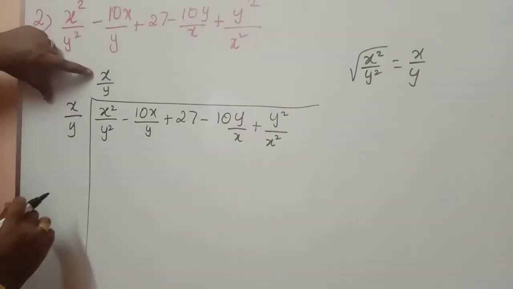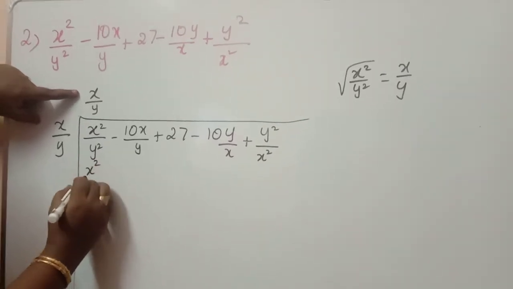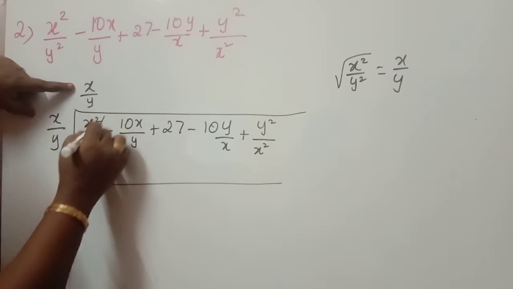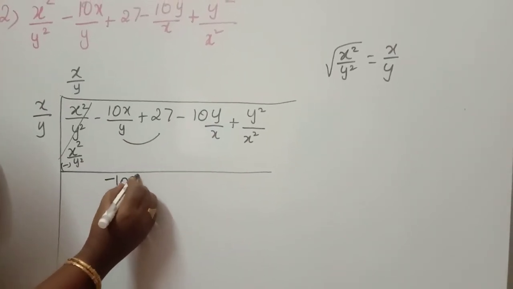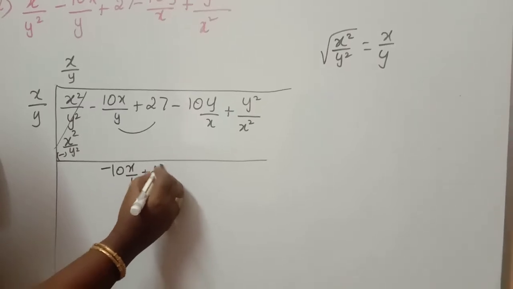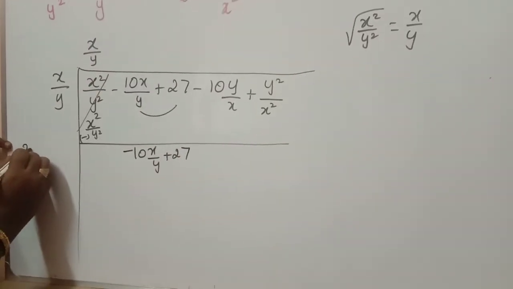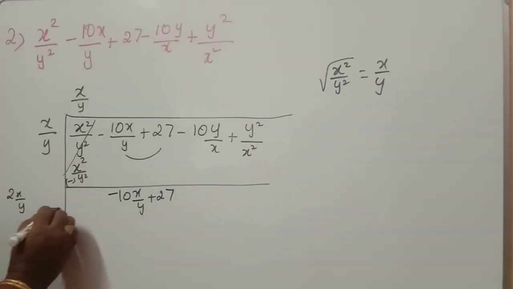Next we have to multiply these two. So x by y into x by y, that is x square by y square. Change the sign, so it will be cancelled. Next bring the two terms, minus 10 x by y plus 27. Okay, what is there at the top? Multiply by 2.